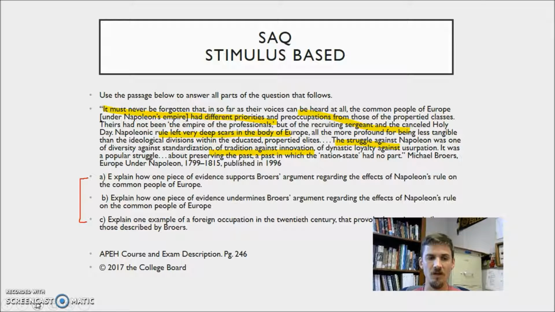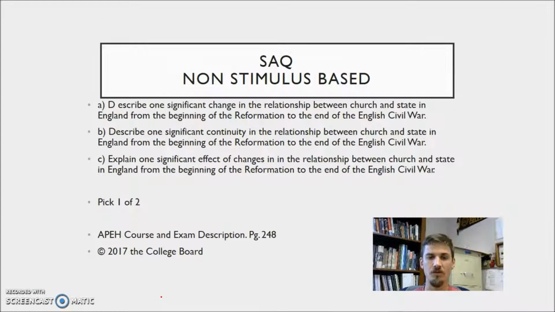Now, if we go to our short answer question that is not stimulus-based, this is kind of like your typical essay question that you might find in a lot of classes. Notice how there's no stimulus. Basically, you just have the question there, and it asks you, in this case, about a change in the relationship between church and state from the beginning of the Reformation to the end of the English Civil War.